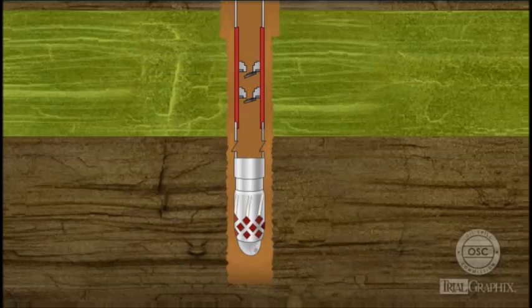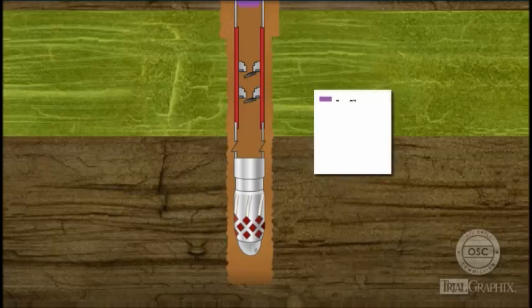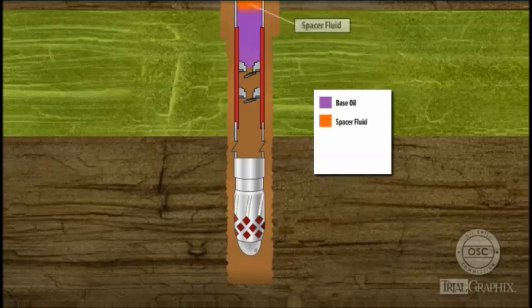The rig crew began the cementing process at Macondo by pumping a small volume of base oil down the well, shown here in purple. Then the crew pumped spacer fluid, shown here in orange. The spacer fluid is designed to help prevent the oil-based drilling mud from contaminating the water-based cement. Mud contamination can slow down the cement setting process or even prevent it altogether.